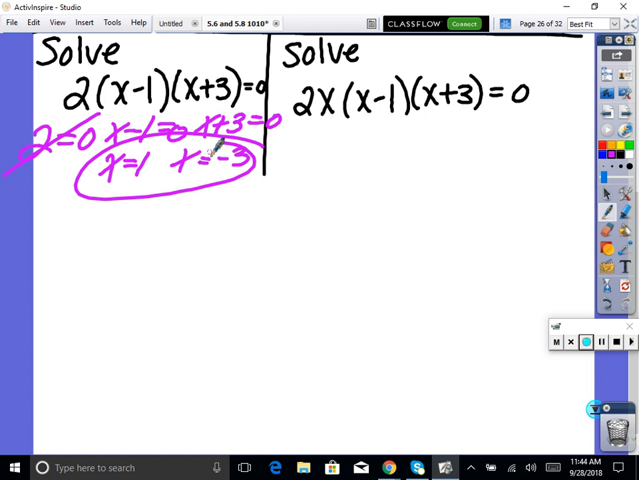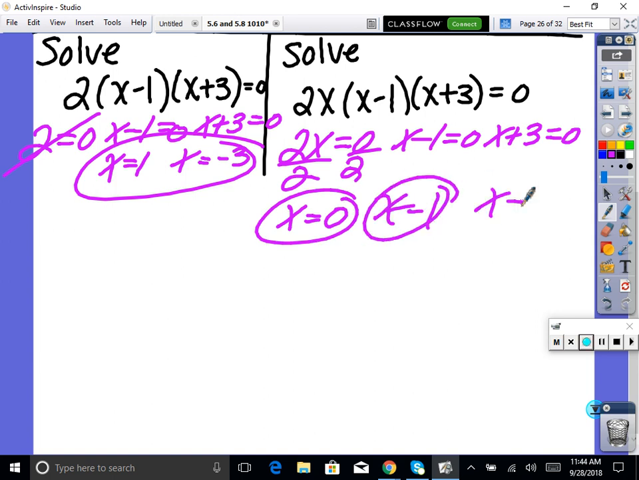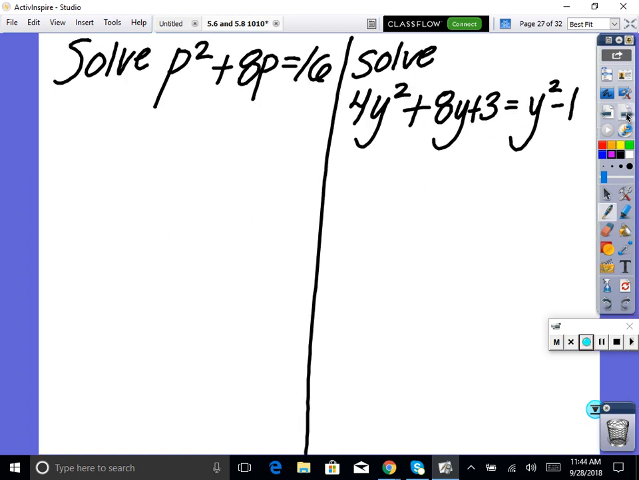There's a difference. With this one, it has a variable. So we have 2x equals 0, x minus 1 equals 0, and x plus 3 equals 0. This one is fine. You guys see the difference? 2 equals 0 versus 2x equals 0. Right here we would divide by 2, and we would get x equals 0. That's great. X equals 1, and x equals negative 3.